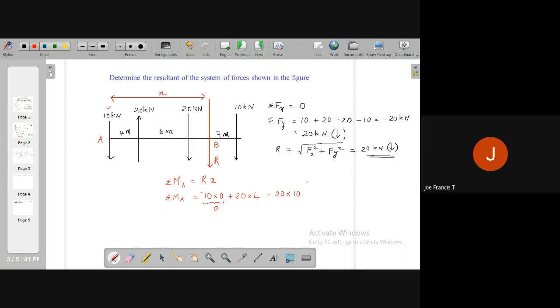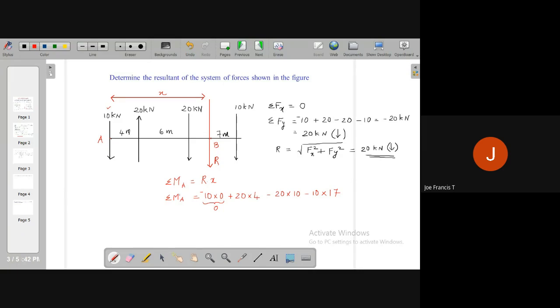Okay, right. Now you go to the fourth force here, 10 kilonewton. It is acting downwards. So it will have a moment at A. That will be 10 into its perpendicular distance. 6 plus 4 plus 7, it is 17. What about its sign? It's again producing a clockwise moment. So this will be negative. So this is what we call sigma MA.